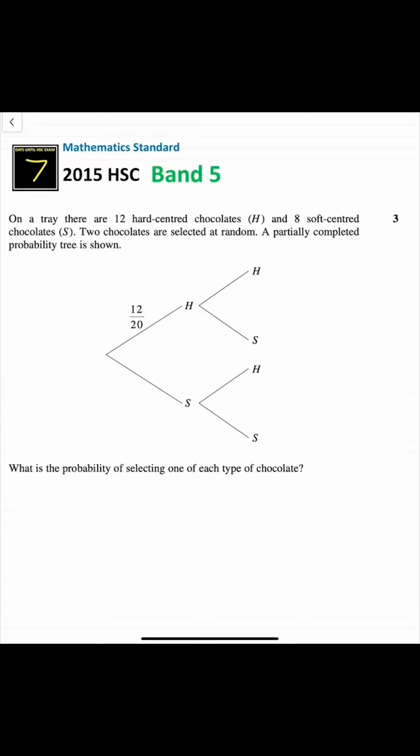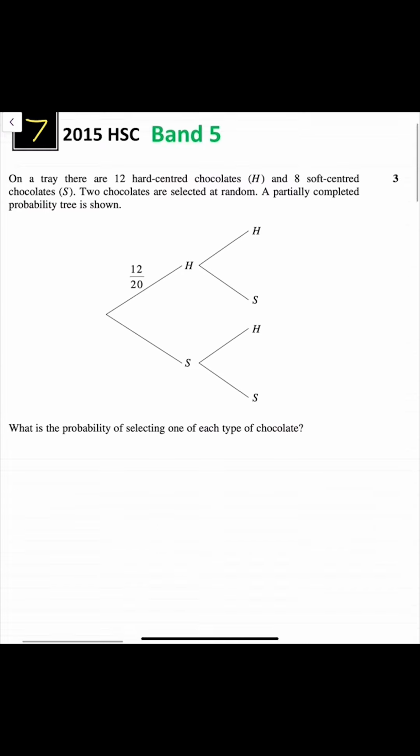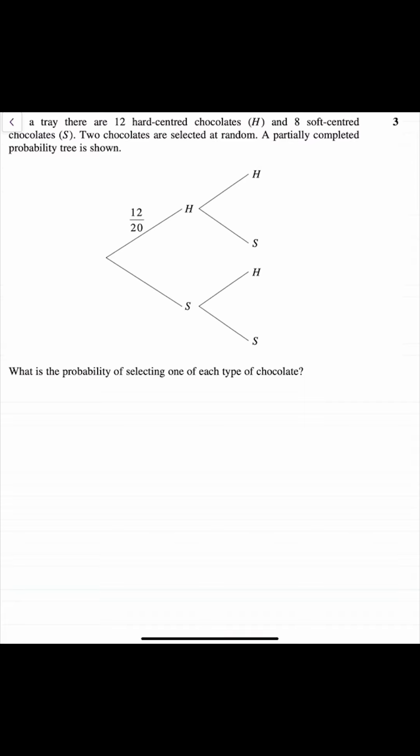HSC day, 1 week to the exam. Here's a band 5 question. On a tray, there are 12 hard standard chocolates, 8 soft standard chocolates, and 2 are selected at random. A partially complete tree diagram is shown. What's the probability of selecting one of each type of chocolate?